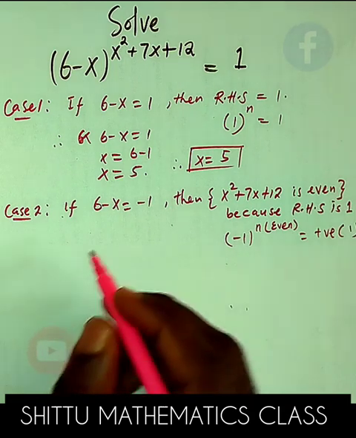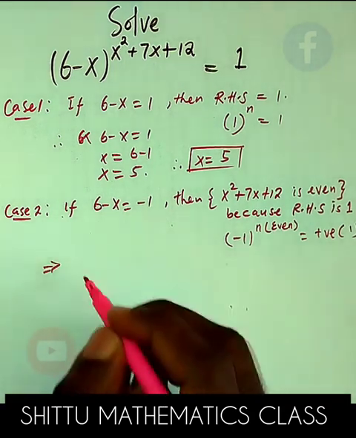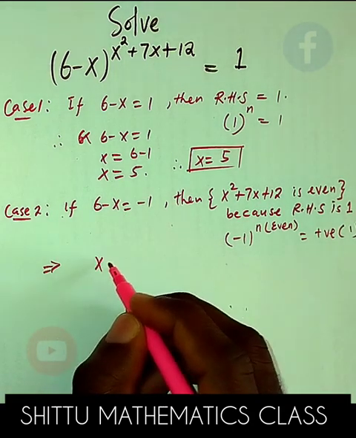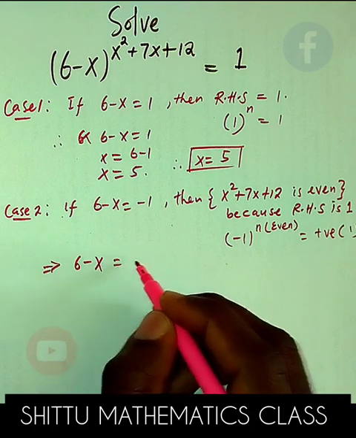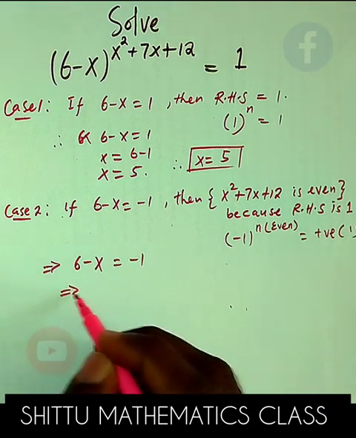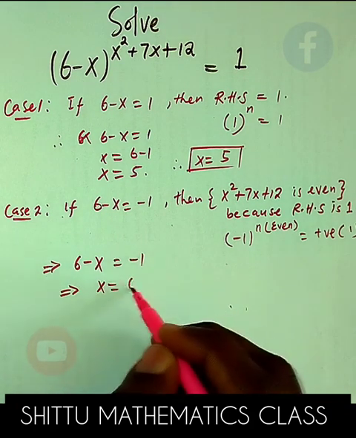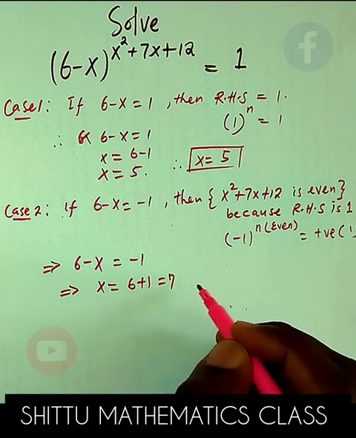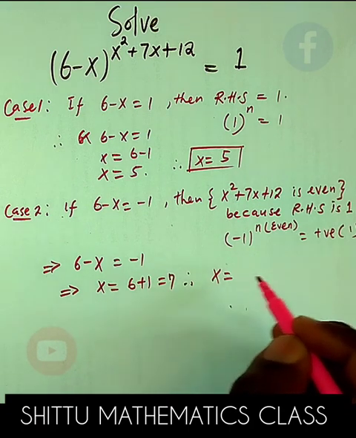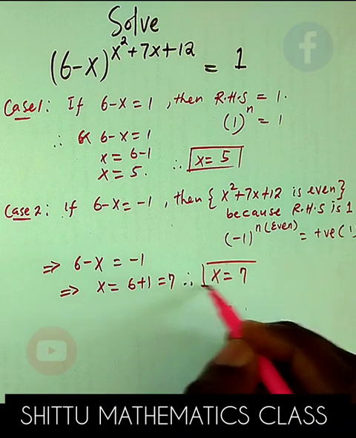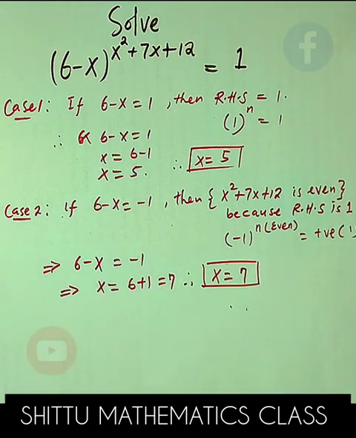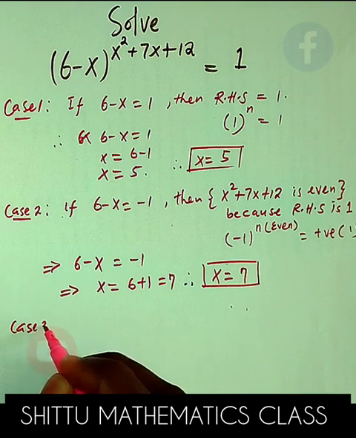So we can have the second value of x, that is 6 minus x equals minus 1. So this implies that x equals 6 plus 1, which is equal to 7. Therefore, we have x equals 7 to be the second value. So lastly, we look at case 3.